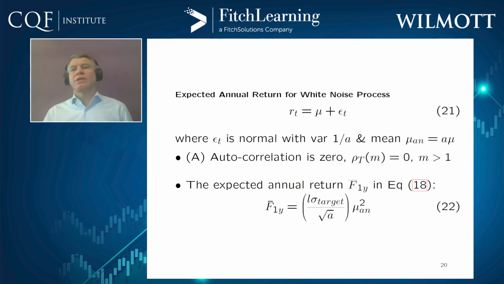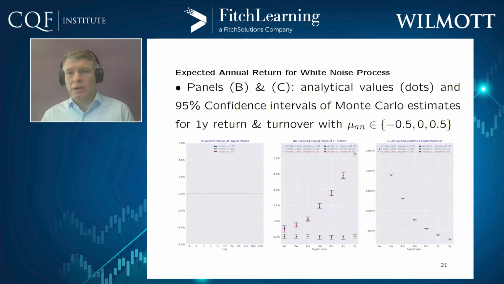So we start with a simple white noise process. It's very simple. It has just drift and some volatility, right? And autocorrelation in this process is zero. And we can show that, if we take 1 year return, the expected return is just the annualized drift. So no matter what the sign of the drift is, we generate the expected return, right? And here I show you a Monte Carlo simulation comparison.